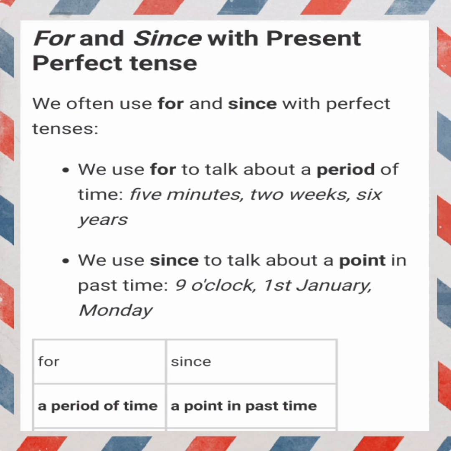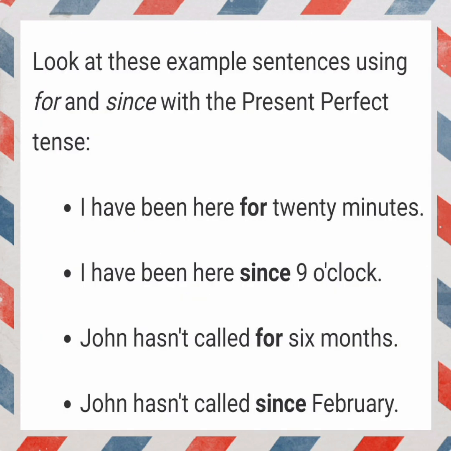So for is used to express a period of time. Since is used to express a point in past time. Look at these examples for and since with present perfect tense. I have been here for 20 minutes. I have been here since 9 o'clock.